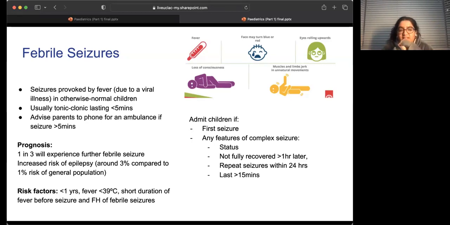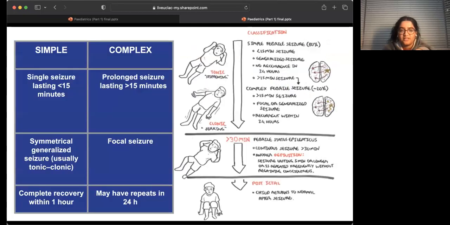Okay, so febrile seizures are one of the common reasons a child would come in if they have a fever. It's basically like the name says, a seizure provoked by fever, and it's normally due to a viral infection. They normally have a healthy background, they haven't had any conditions. There are two types of febrile seizures, which we'll cover in a bit. Actually, I think we'll cover that first and then come back to this slide.